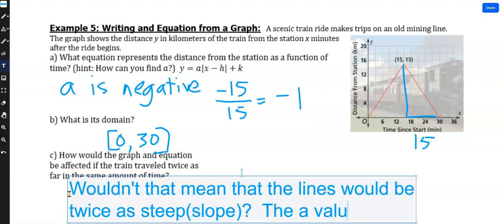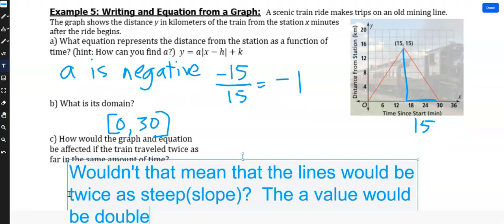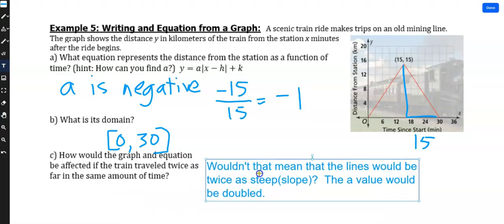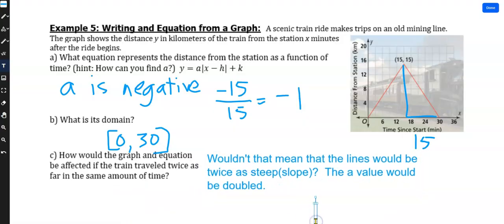The A value would be doubled. The slopes of the lines would have to be doubled, because the bottom's not changing, but the top would be. And I think that's the conclusion of the notes there for this particular section.